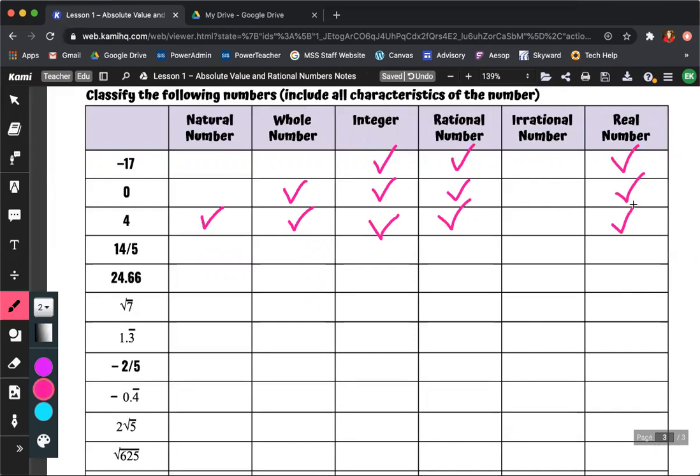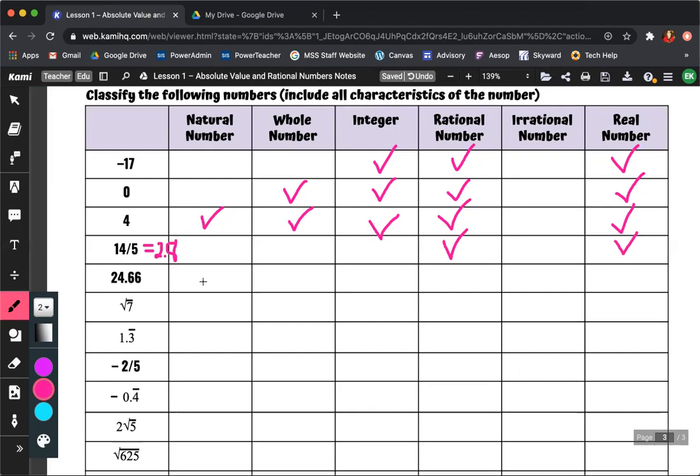14/5. So at first you look at it and you're like, hey, it's a fraction, so it's automatically not going to be natural or whole number, but you do want to double check things to make sure it doesn't come out to a whole number. So if you divide that, you get 2.8, which is a decimal. So what that means, it's not a natural number, it's not a whole number, it's not an integer. So it is a rational number and a real number.